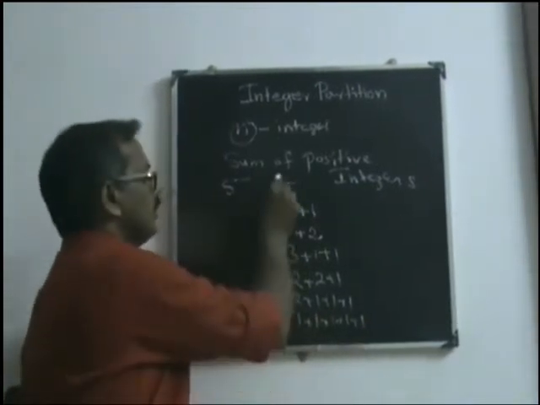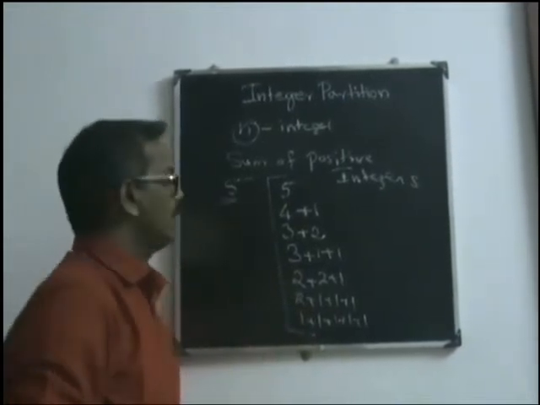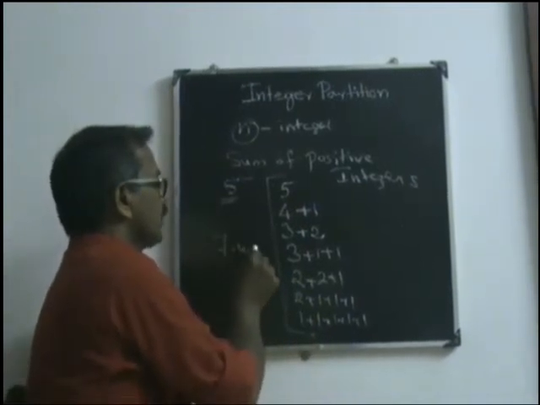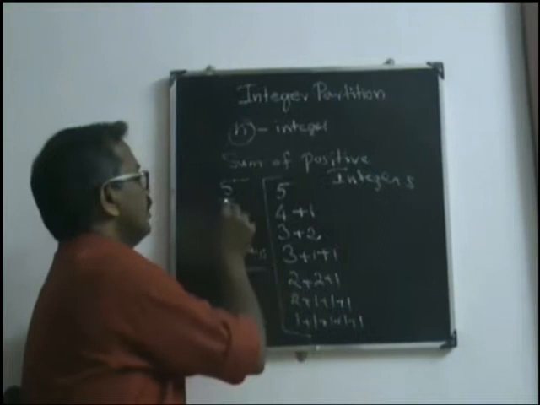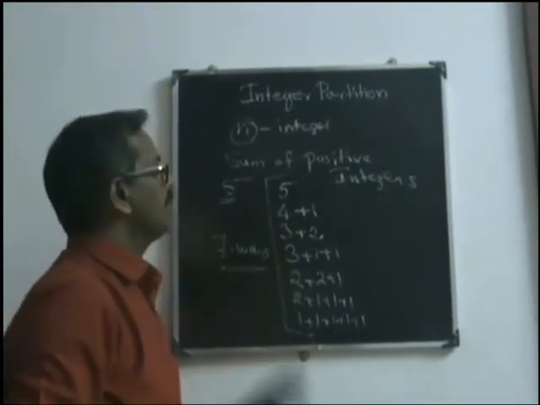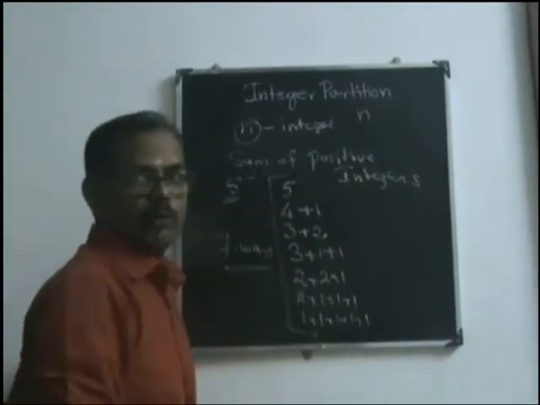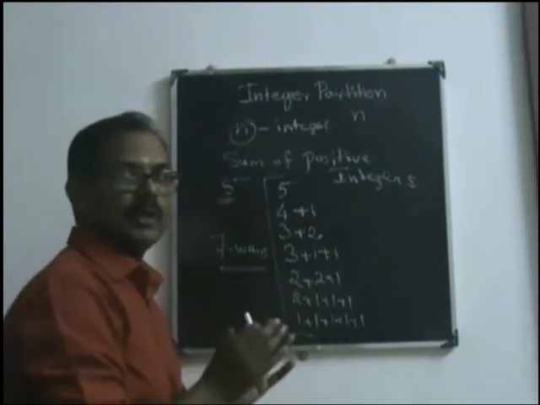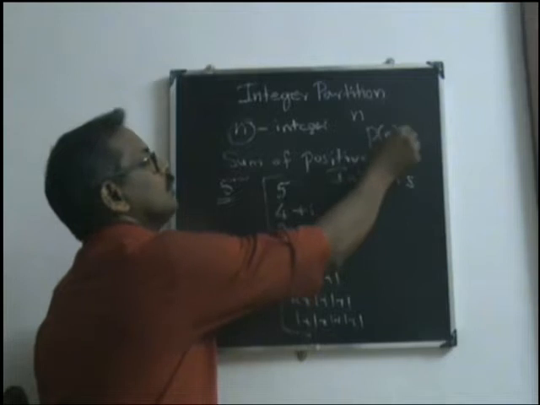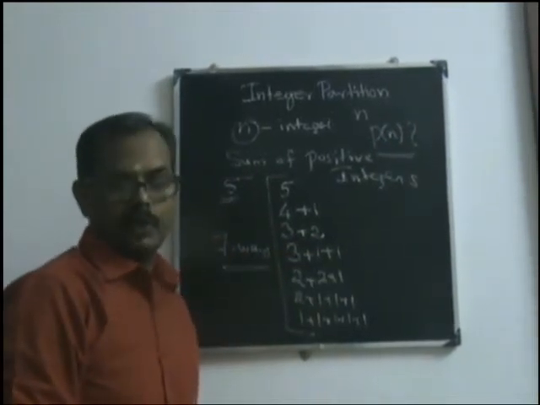So these are the different ways the integer 5 can be partitioned. How many ways here? There are 7 ways. So if the integer value is 5, there are 7 different ways we can partition that. Therefore, our problem is, given an integer n, we have to find how many ways that particular n can be partitioned, and then we can write that as p of n. So our problem is, we have to find the value of p of n for a particular n.